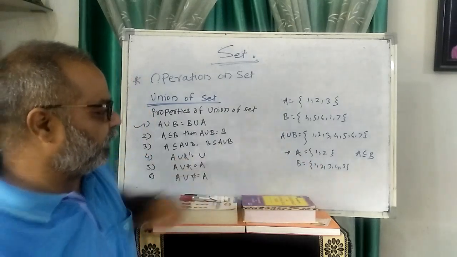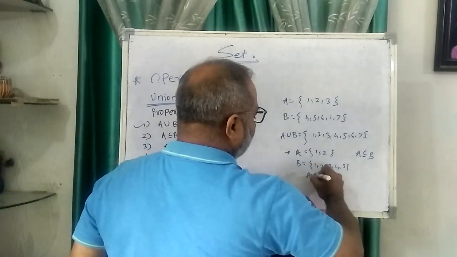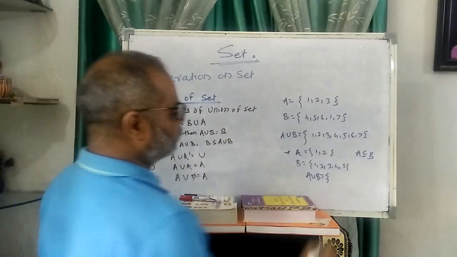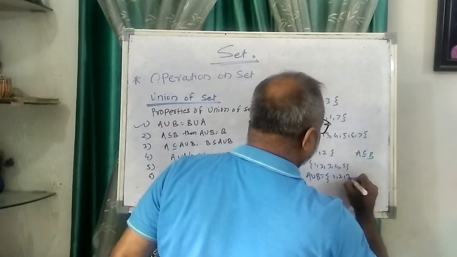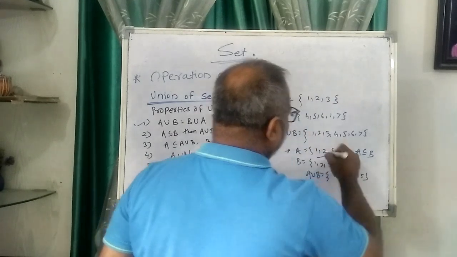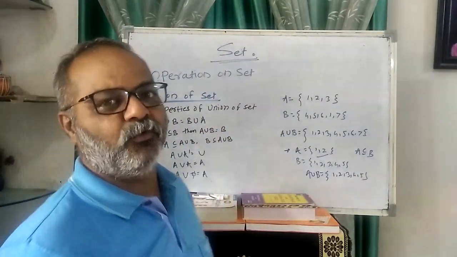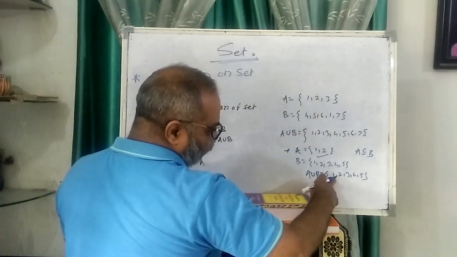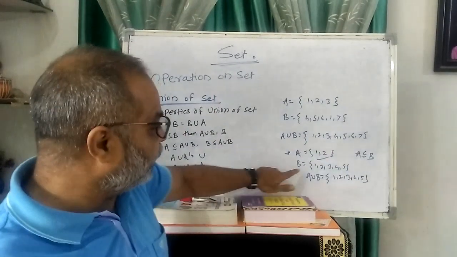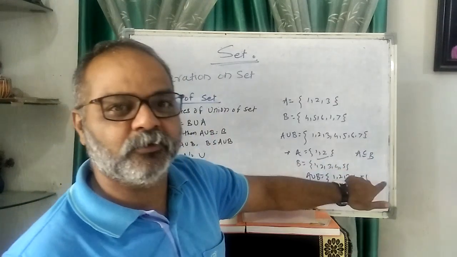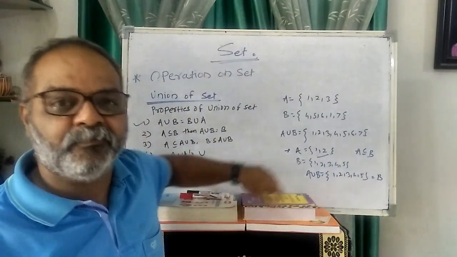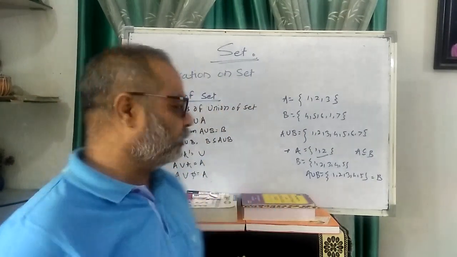Now we just find the union. What is A union B? We just collect all the elements: 1, 2, 3, 4, 5. 1 and 2 are repeated twice, so we write them once only. So A union B contains the elements 1, 2, 3, 4, 5. And what does B contain? 1, 2, 3, 4, 5.